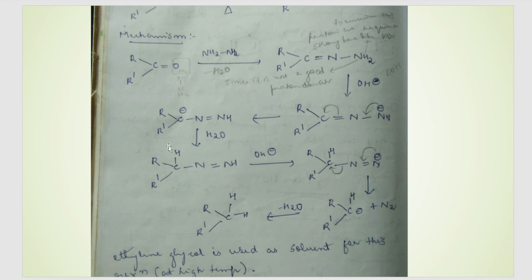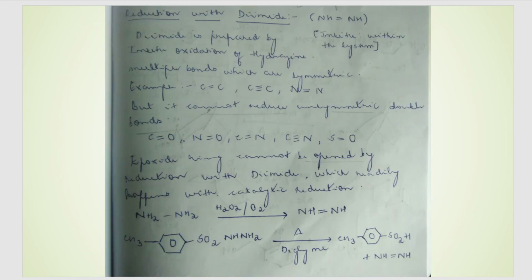So here we can also use ethylene glycol as a solvent for this particular reaction, and this reaction is done at high temperature. Next, another reducing agent that we're using here is diimide, that is reduction with diimide. First of all, how is diimide prepared? It is prepared by in situ oxidation of hydrazine. Hydrazine we studied in the previous case.